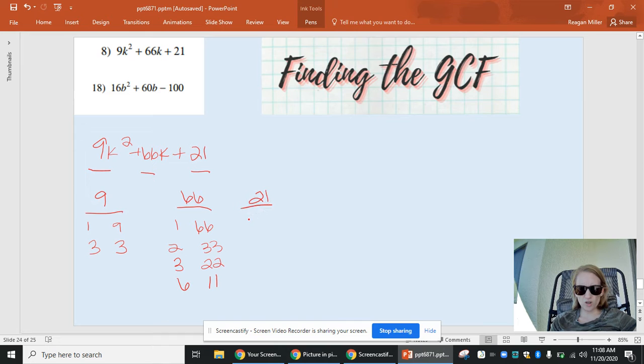And then we have 21. You have 1 and 21. 2 does not divide evenly into 21. And then you have 3 and 7. So those are all the factors that you have of those three numbers.